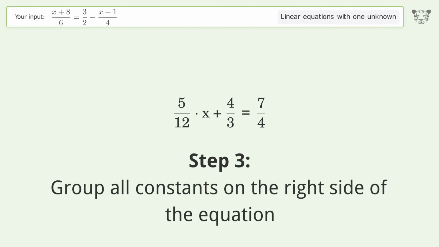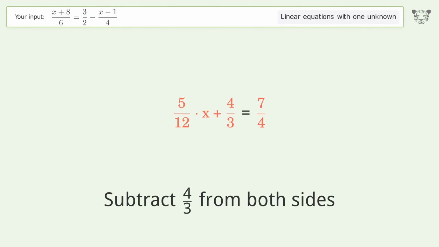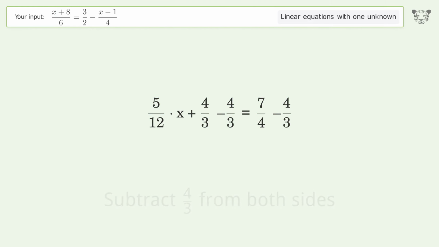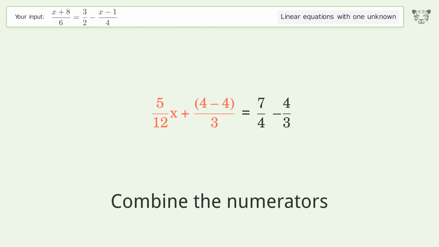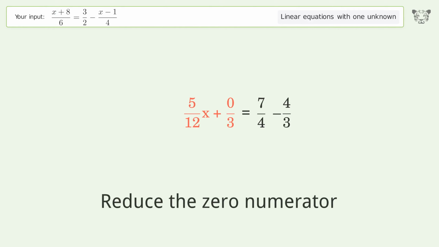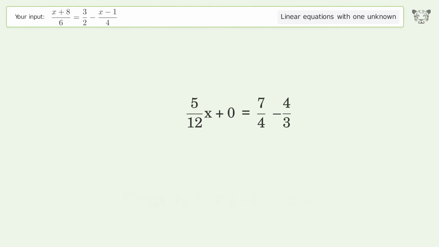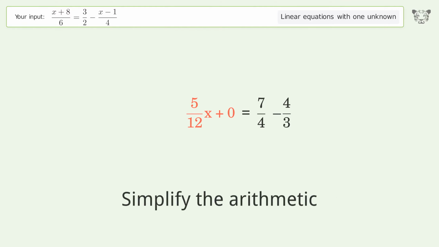Group all constants on the right side of the equation. Subtract 4 over 3 from both sides. Combine the fractions. Combine the numerators. Reduce the zero numerator. Simplify the arithmetic.